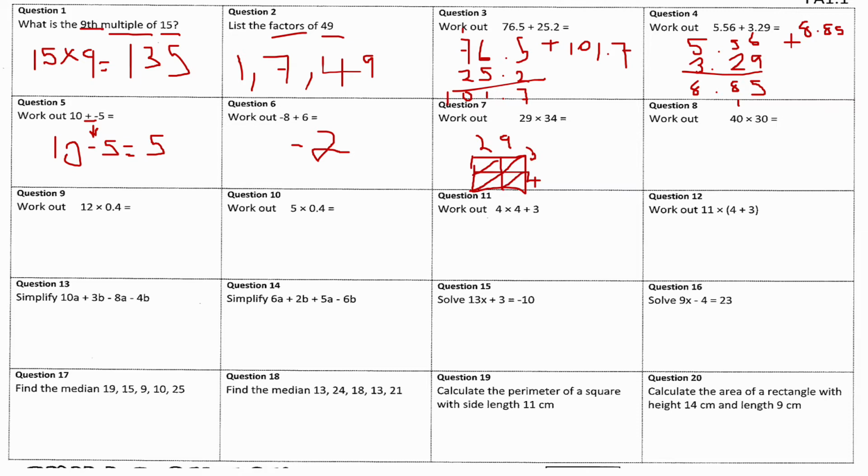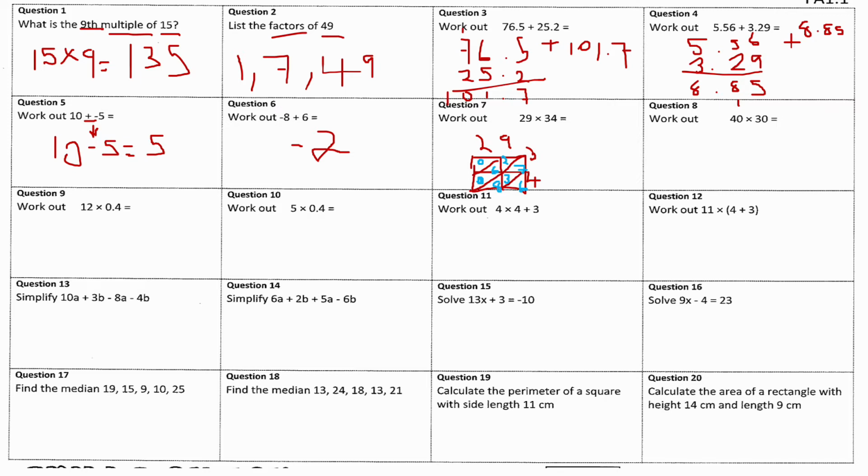9 times 3 is 27, so let's just change the colour here. So 27. 9 times 4 is 36. 2 times 3 is 6, so I'm going to put 0 tens and 6 units. And 2 times 4 is 8, so 0, carry the 8 there.